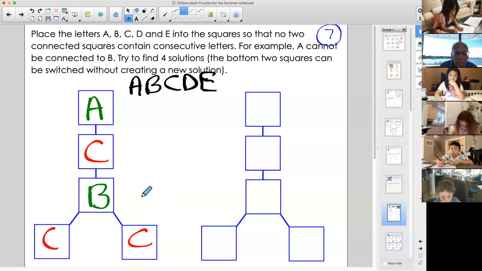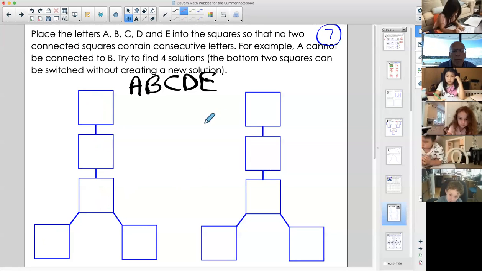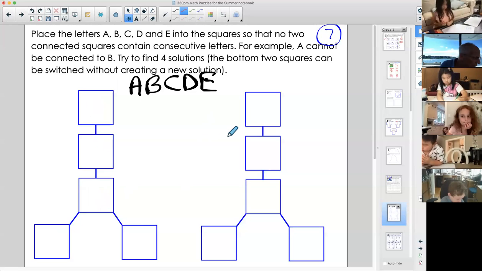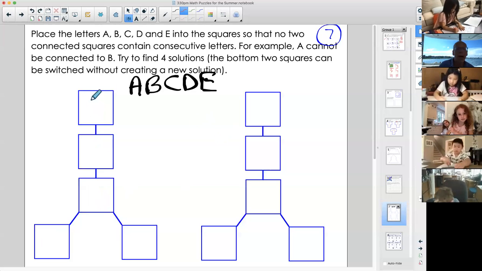And the answer is no, because B and C can't be next to each other because they're consecutive. So who has an idea of where we could start this? Charlotte, you tell me where to put the letters. So C's on the top. All right, I'm going to do exactly what you say. We're going to put C on the top.